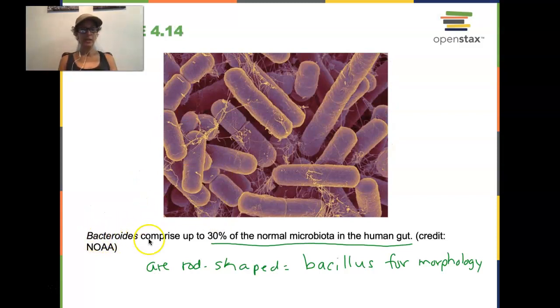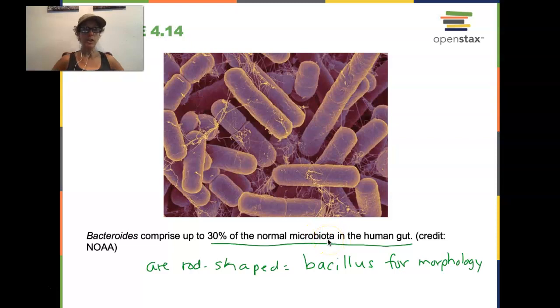Bacteroides, kind of like, they are rod-shaped, so their morphology is bacillus. These particular bacteroides are from the human gut. They make up about 30% of the normal microbiota, so small living things.